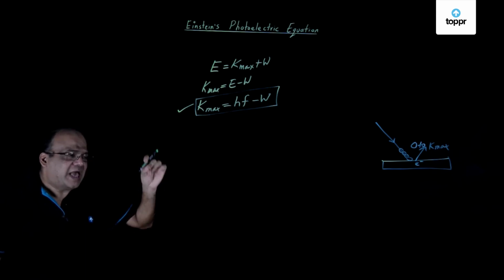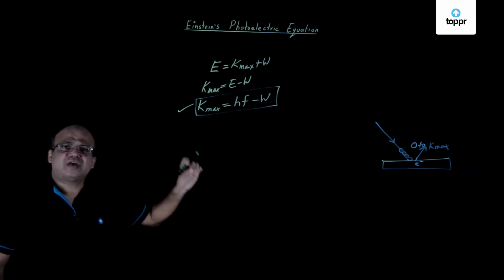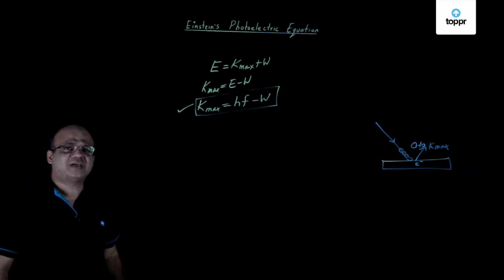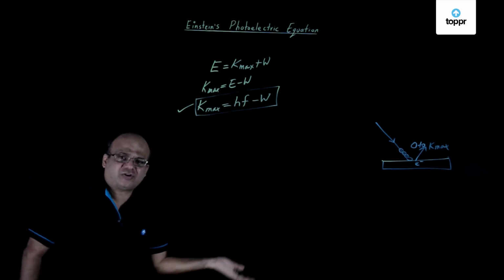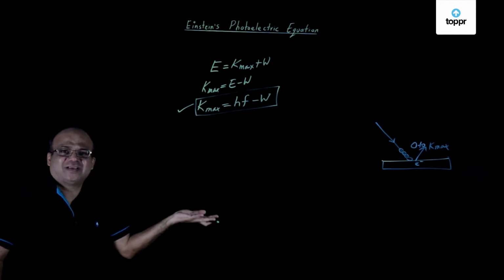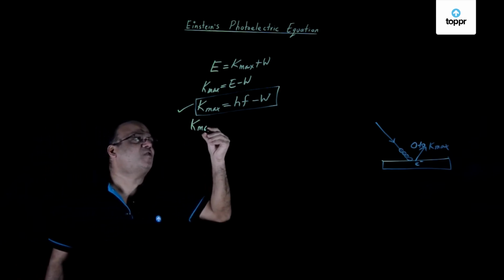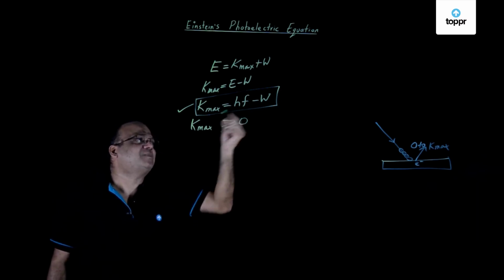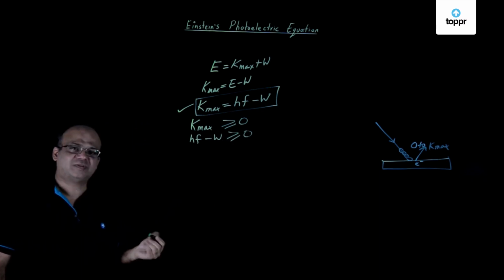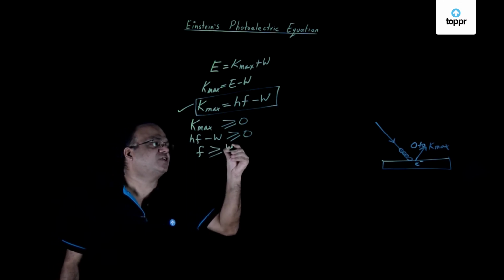Second problem: according to wave theory, the photoelectric effect should occur for any frequency of light if the intensity is large enough. Now look here, for the electron to come out, K max has to be more than 0. Kinetic energy cannot be 0 for the electron to come out. So K max is more than or equal to 0. That means hf minus work function is more than or equal to 0. Solve this: frequency should be more than or equal to work function by h.